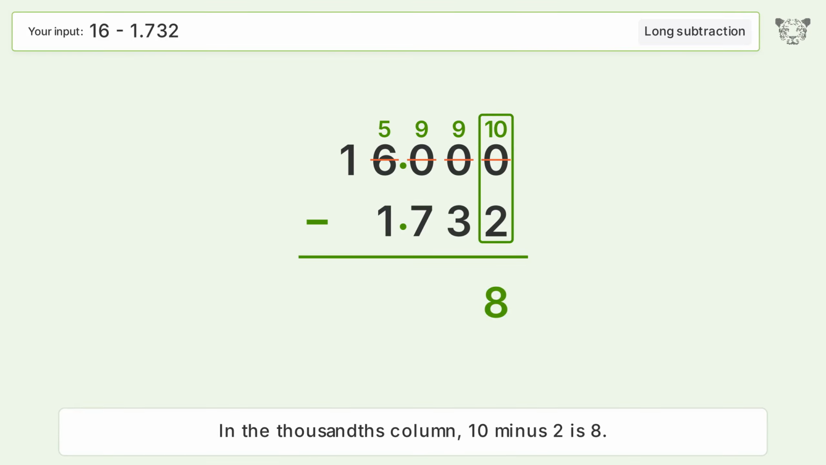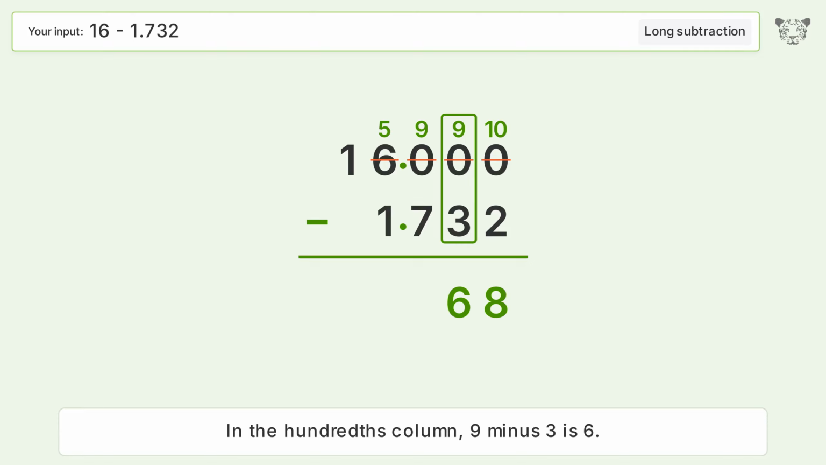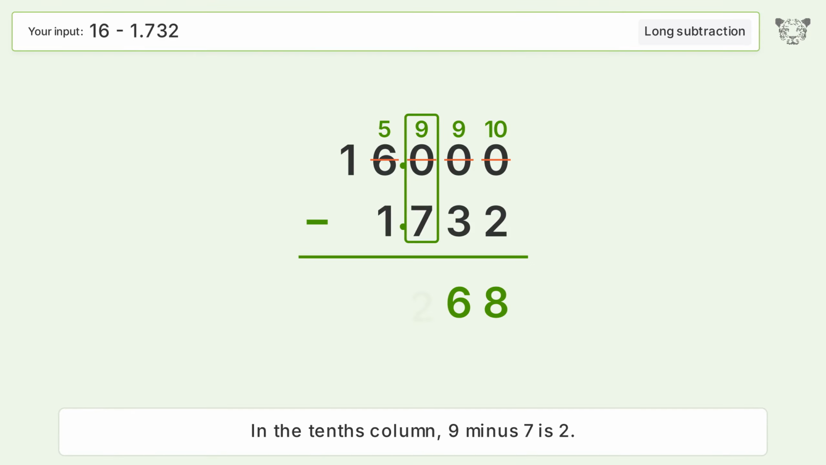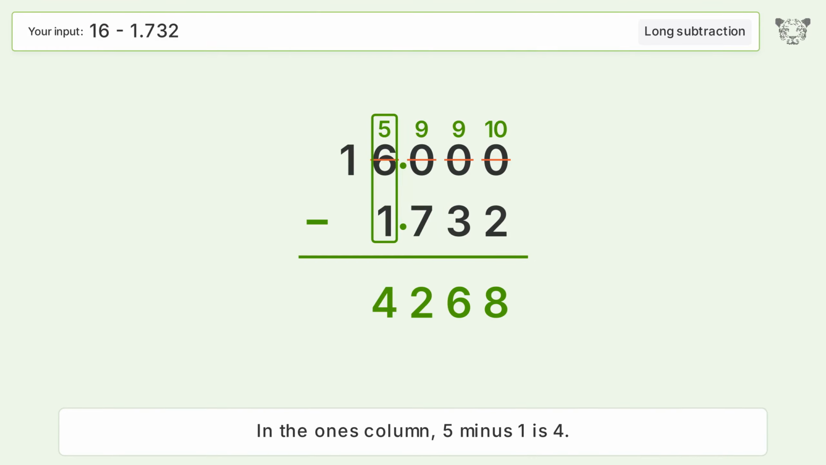In the thousandths column, 10 minus 2 is 8. In the hundredths column, 9 minus 3 is 6. In the tenths column, 9 minus 7 is 2. In the ones column, 5 minus 1 is 4.